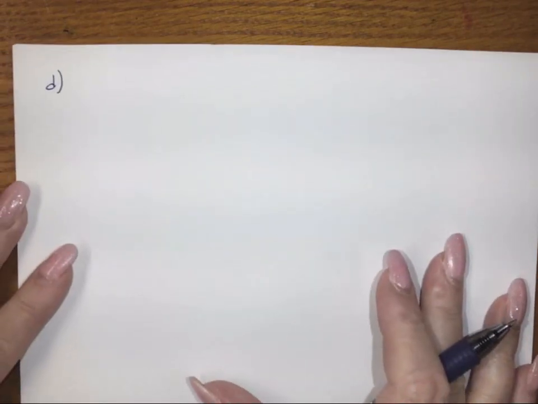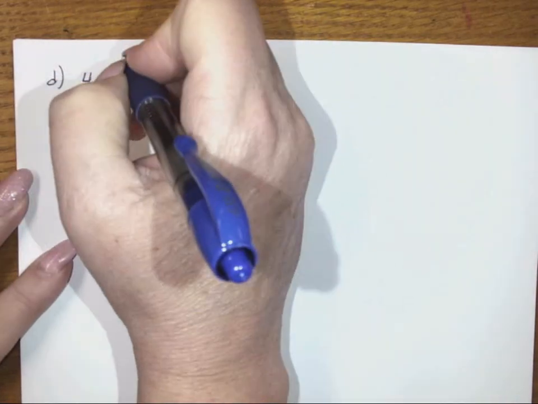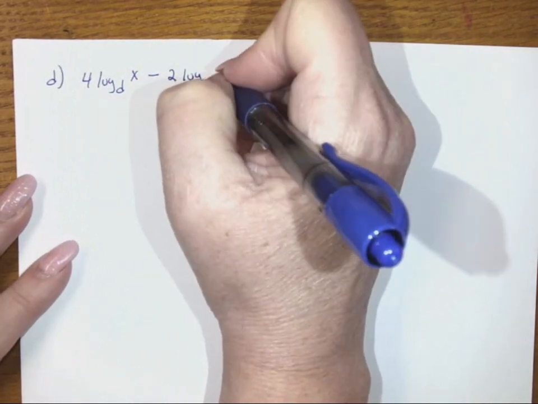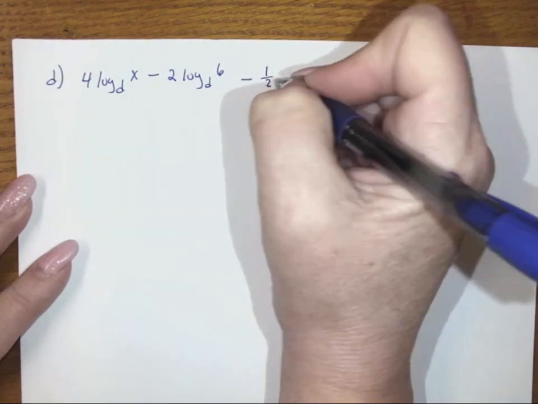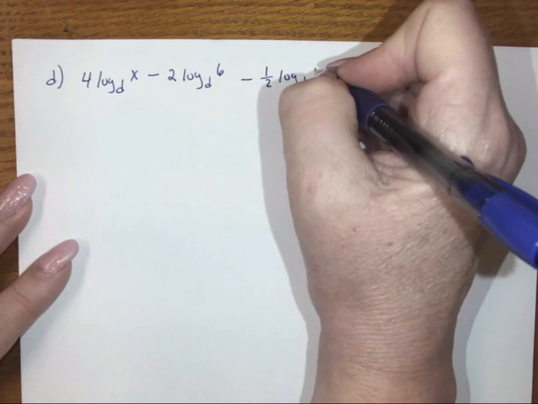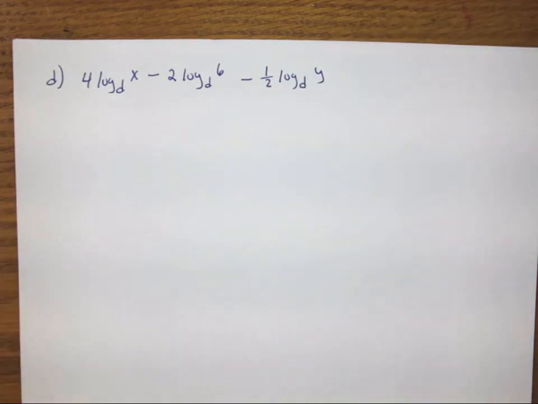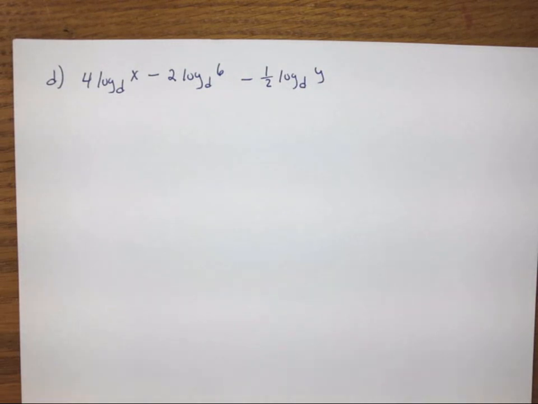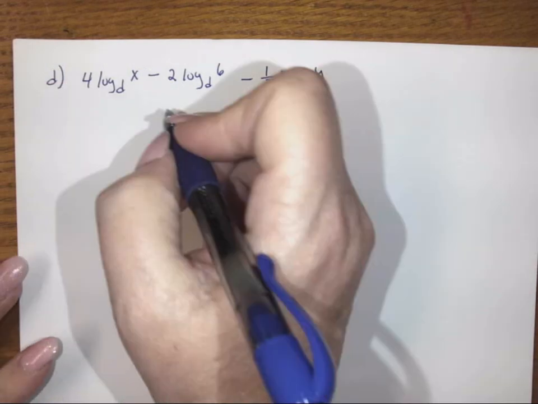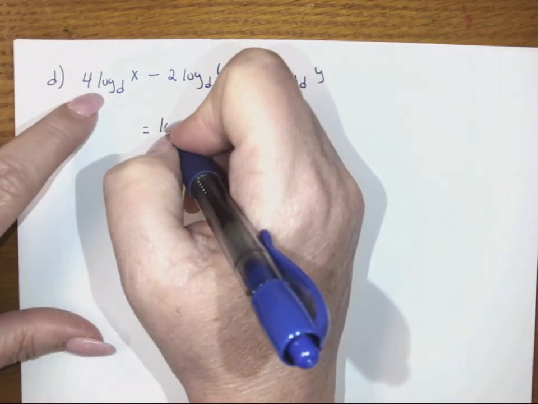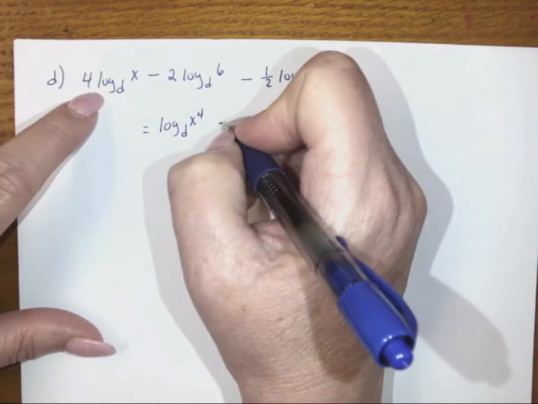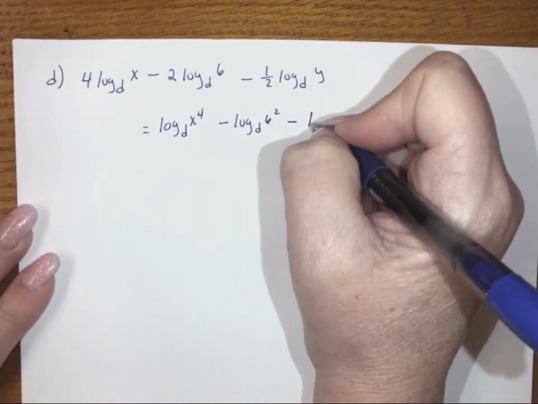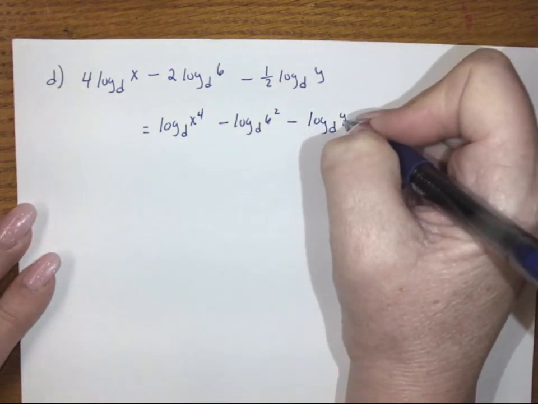So for part D, we are looking at 4 times the log base d of x minus 2 times the log base d of 6 minus 1/2 times the log base d of y. The first thing we have to do is move our exponents back up on our variables or our numbers, depending on what they are. We need to put those back because we have to have that coefficient of 1 before we can put them back together. So this will become log base d of x to the 4th minus log base d of 6 squared minus log base d of y to the 1/2.